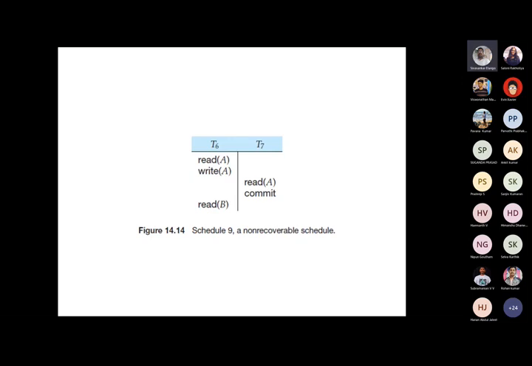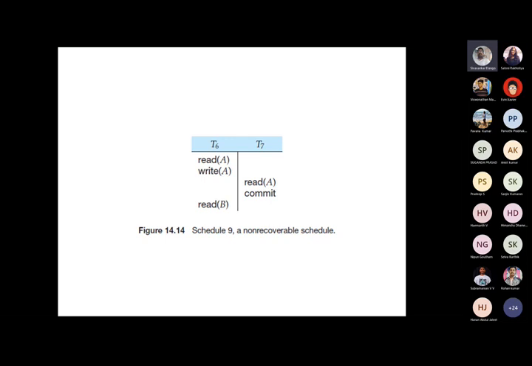So for example, look into this schedule 9. So you have two transactions, T6 and T7 running concurrently, right? So T6 is writing a value of data item capital A that is being read by transaction T7. So what happens if transaction T6 is failure?